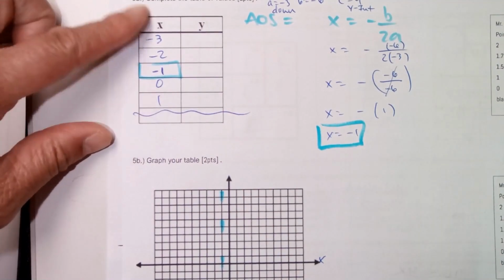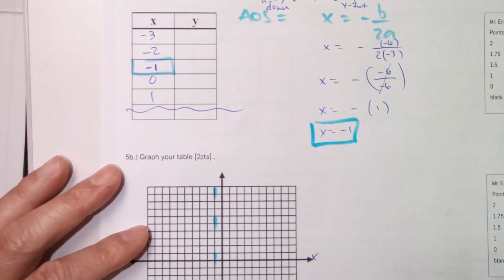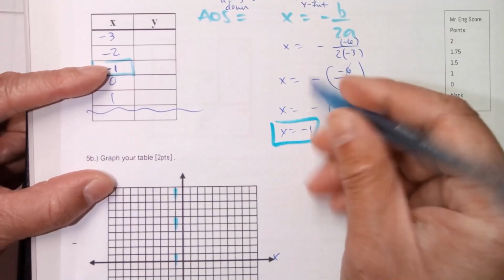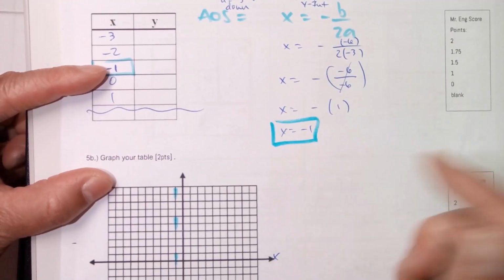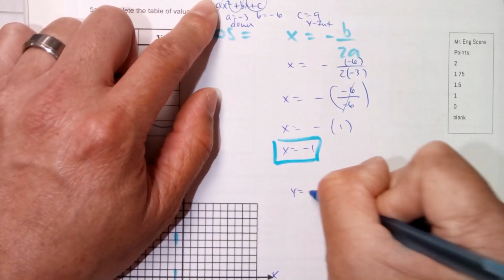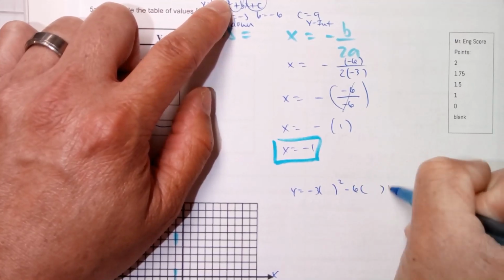Okay, I said that you can use your calculator, but I'm just going to do one by hand. I'm going to do the vertex. So we're going to use that number and put it back into the original. So I'm going to choose to pick an x equals -1.